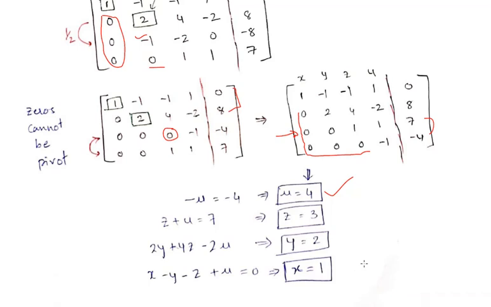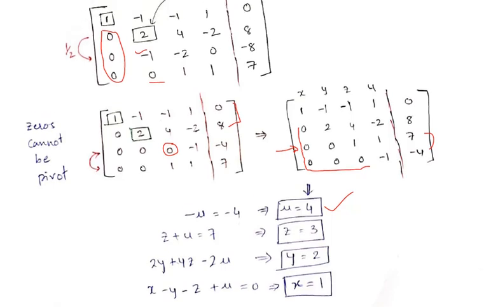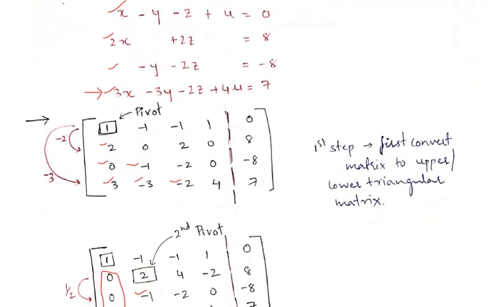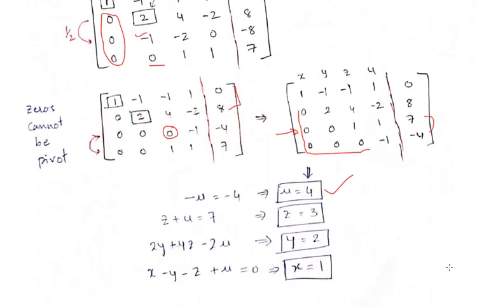Okay, you can substitute these values and check whether this will give the correct result or not. So we will take the second equation, 2x plus 2z is equal to 8. 2x is 2, plus 2z is 6. So 6 plus 2 is 8. Okay, this will satisfy all the 4 equations.